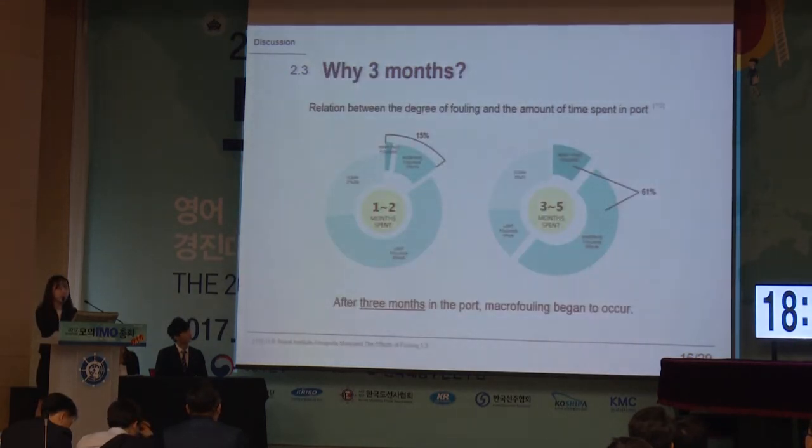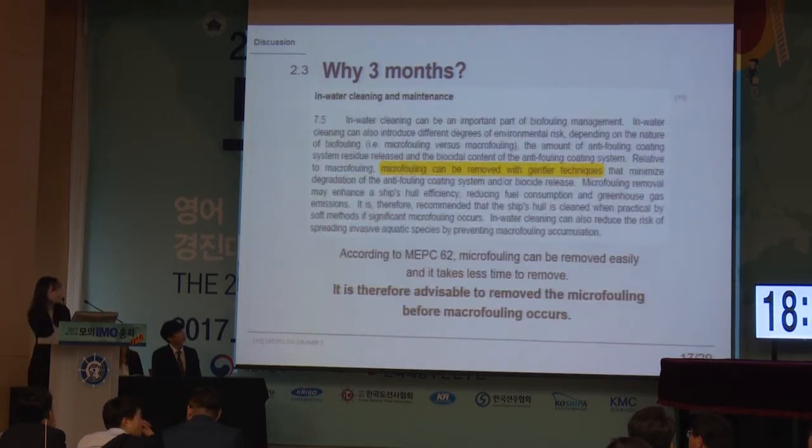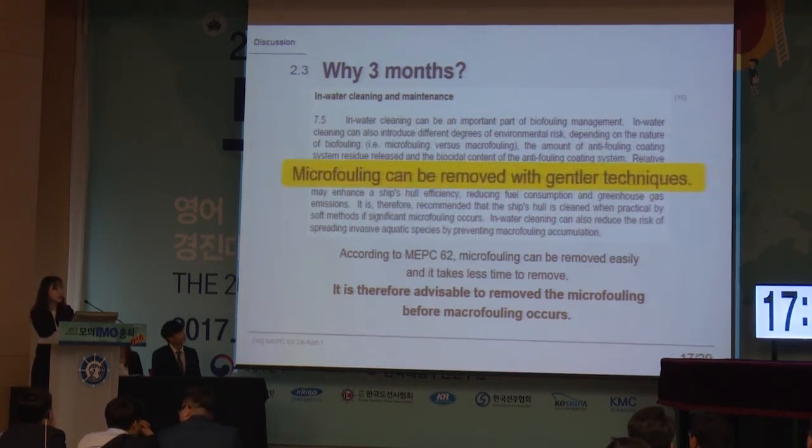That's because the development from microfouling to macrofouling increases sharply after 3 months. The pie chart shows that macrofouling, which was 15%, increases to 51% after 3 months. According to MEPC 62, it is said that microfouling can be removed easily and quickly. Therefore, 3 months is the appropriate interval before macrofouling begins to grow.